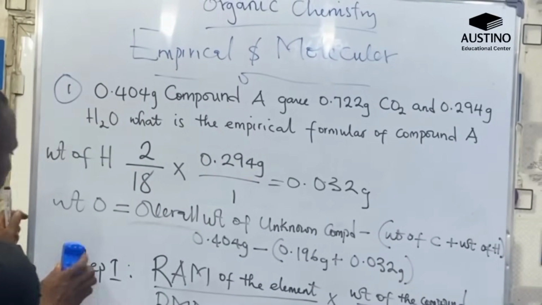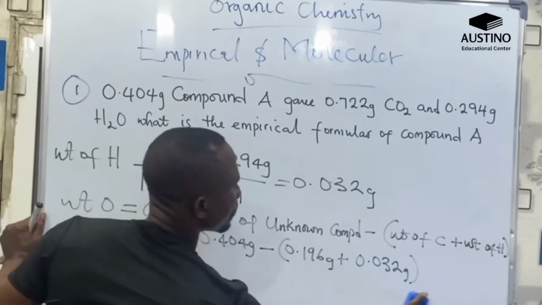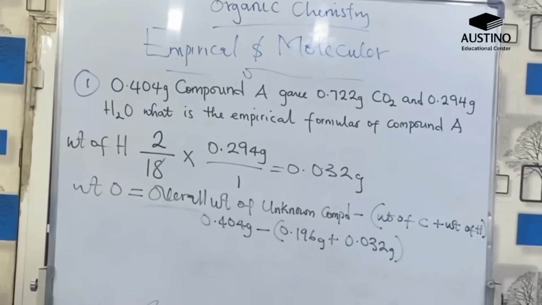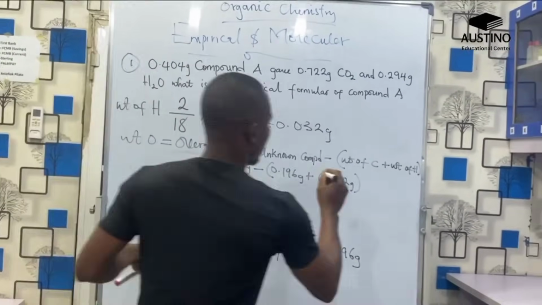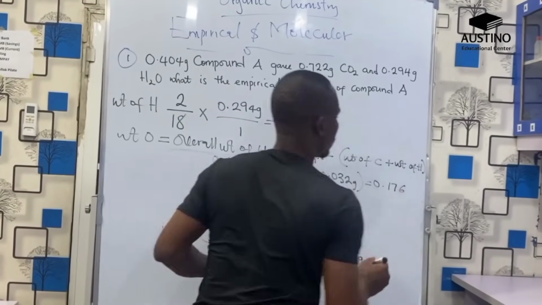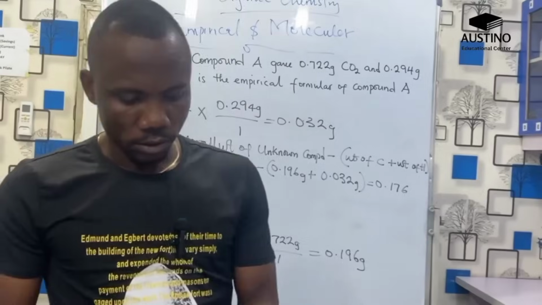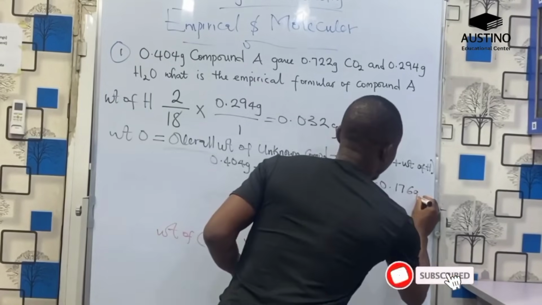So already we have that. If we do that mathematically, we are going to be arriving at the weight of oxygen to be 0.176 grams. 0.176 grams as the weight of oxygen.